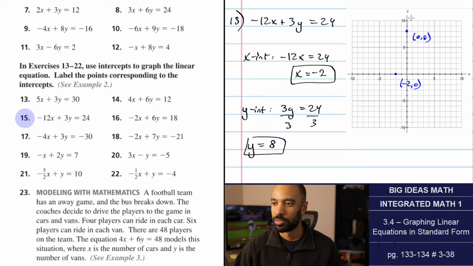Draw that line, though. Get it going. And again, if you have a ruler, you get to preview the ruler.